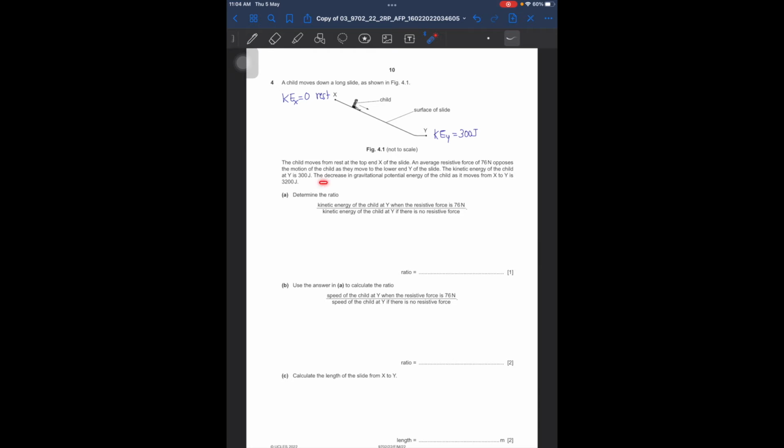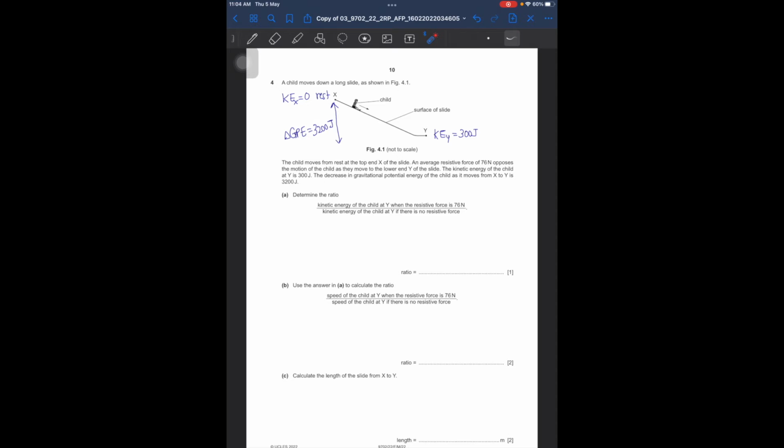There is some more information given. The decrease in gravitational potential energy of the child as it moves from X to Y is 3200 joules. So from here to here, as the child moves, the decrease in GPE is 3200 joules. Now, as soon as you look at it, you can see that if this was the decrease, we should have got an increase of 3200 joules in kinetic energy. That's not the case because we have got some resistive force on the slide.